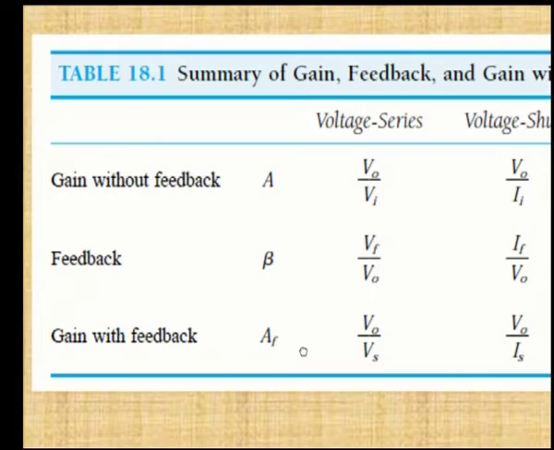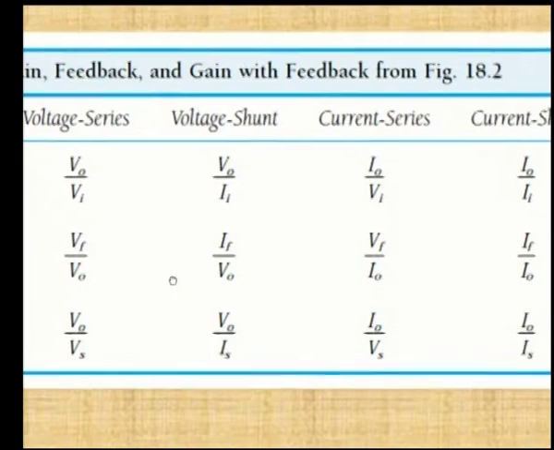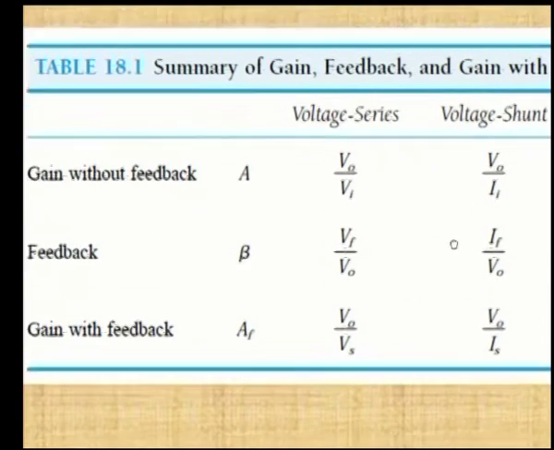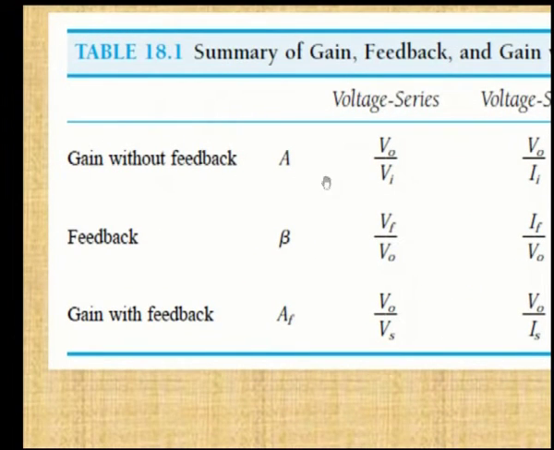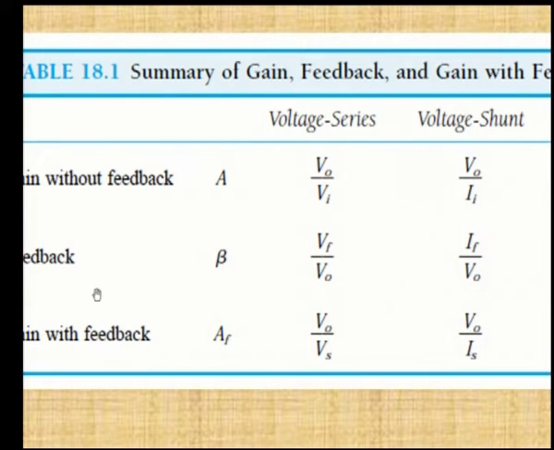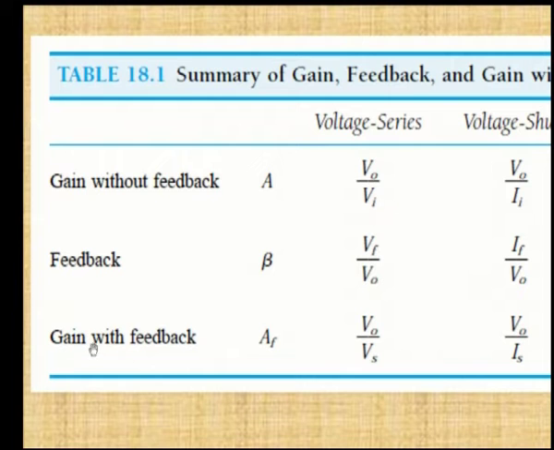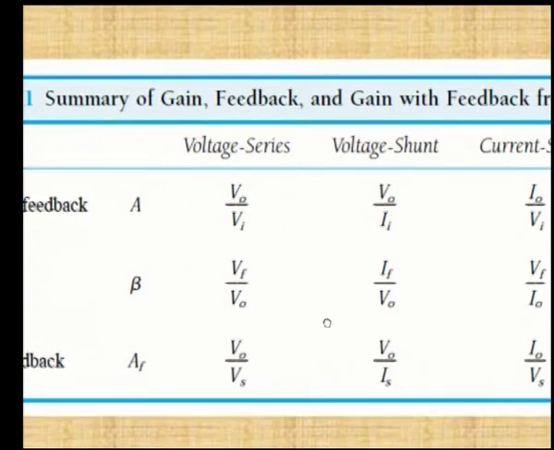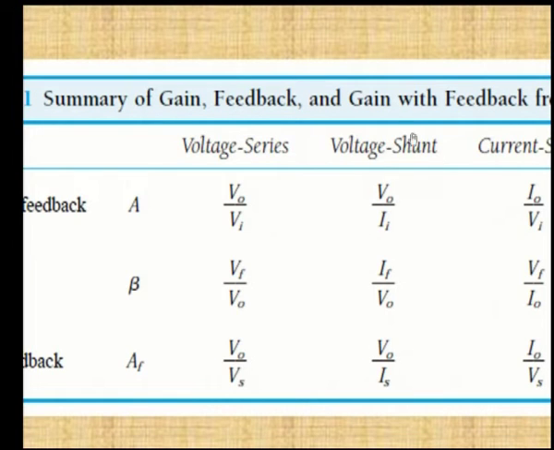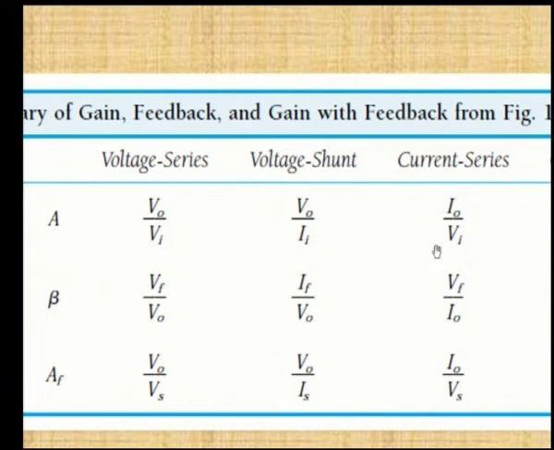And now this is the comparison table for all the feedback connections: voltage series, voltage shunt, current series, current shunt. For voltage series, the gain without feedback is V naught by Vi. The feedback network gain beta is Vf by V naught, and the gain with the feedback is V naught by Vs. Similarly, for voltage shunt, it is V naught by Ii. Why Ii? For shunt, we noted that the signal source is a current. So, for voltage shunt, it is V naught by Ii, and beta, the feedback network's gain, is If by V naught, and with the feedback, the overall gain is V naught by Is. For current series, the gain of the amplifier is I naught by Vi, Vf by I naught is the feedback network's gain, and the overall gain is I naught by Vs.